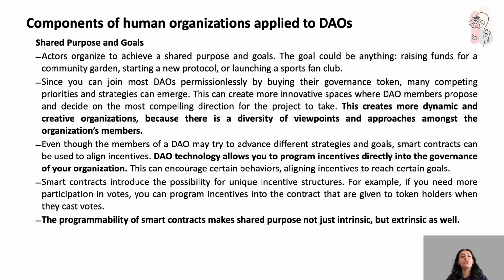Smart contracts introduce the possibility for unique incentive structures. For example, if you need more participation in votes, you can program incentives into the contract that are given to token holders when they cast votes. Simple. If you want to get something done in some way, just incentivize it. If you're going to do this, you're going to get this. People are going to get attracted to it and people are going to do that, right? The programmability of smart contracts makes shared purpose not just intrinsic but also extrinsic.